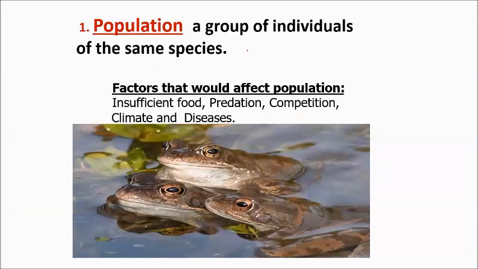Okay, ito yung sa population, so group of individuals, kung frog lang, no? Then there are factors that would affect population. Insufficient food. Of course, kung insufficient ang food, pwedeng maubos yung species, no? Or pwede na yung nourishment nila, no? And then predation, competition, climate, and diseases. So those are factors that would affect population. Kasi basic natin dito yung population.